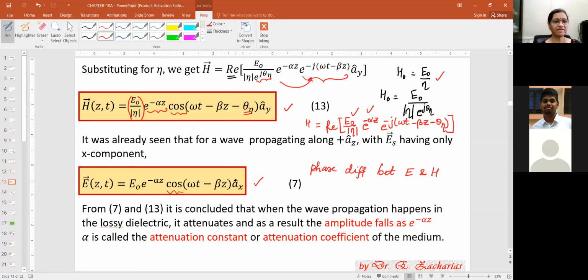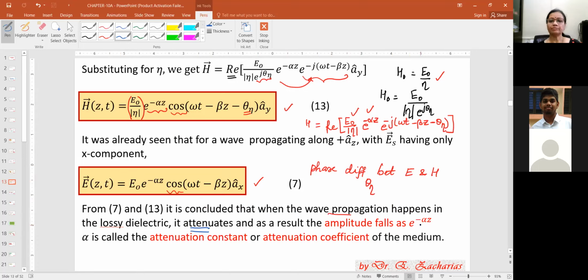And when does this happen? This happens whenever a wave travels through a lossy medium. And what is going to be that phase difference? The phase difference is going to be theta eta. So we are now combining all the things we have seen today, and you come to a few conclusions. What is the first conclusion? When the wave propagates through a lossy dielectric, it attenuates. So as a result, the amplitude falls off as e to the power of minus alpha z.